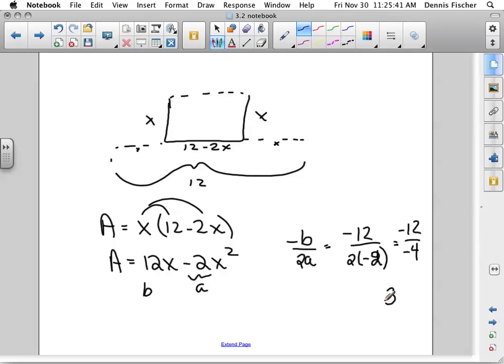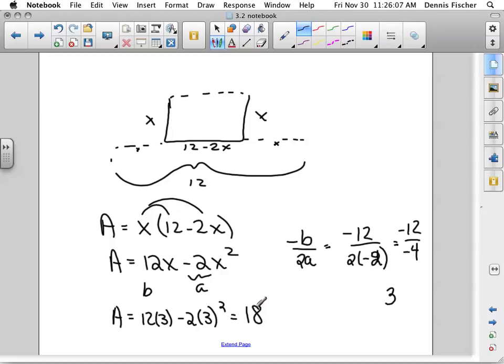Now it says, what is the area? I'd plug it back in. Area is equal to 12 times 3 minus 2 times 3 squared. So 12 times 3 is 36, minus 3 squared is 9, times 2 is 18. I believe I end up with 18 inches squared. I did it differently, but I got the same answer.